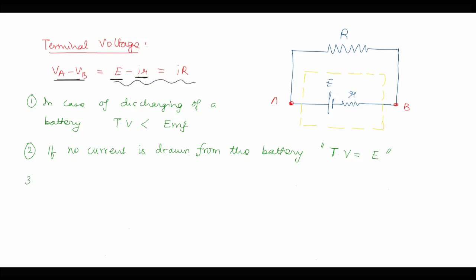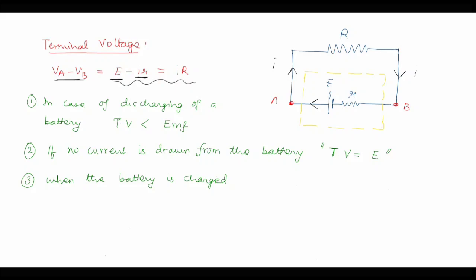And in the third case, when the battery is charged, that is the current is entering the positive terminal. So over here in this case, the battery is in the discharge situation.